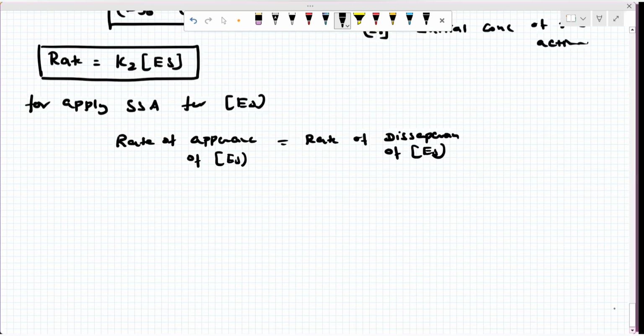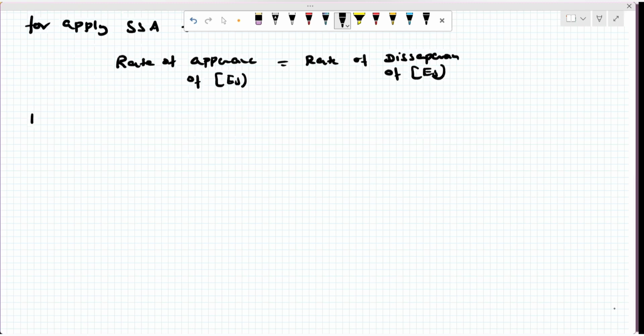The equation is E plus S, with K1 forward and K inverse backward. Here the enzyme is the catalyst, right? Now ES gives the product with K2. The rate of appearance is first K1.